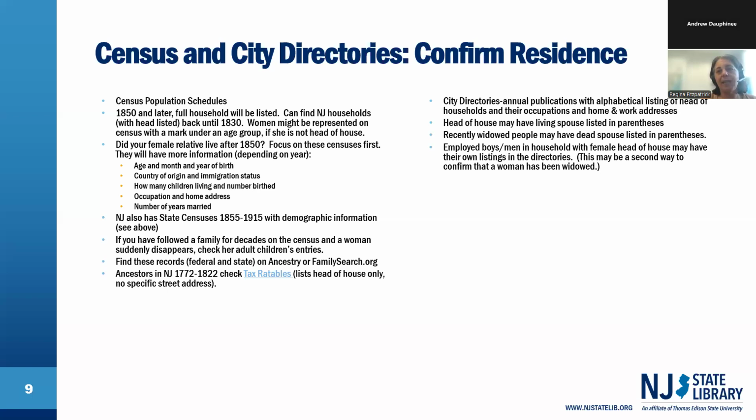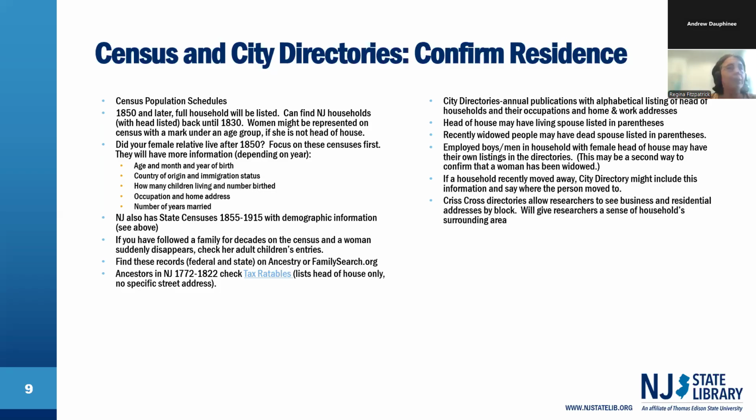Now, if a woman is the head of house and she has men living with her who are not head of house, if they are employed, they may have their own entries in the city directories. If you see a woman who's a head of house and there's a man or a boy living at the same address, this may be another way to confirm that somebody has been widowed. What is also nice is if a household has moved, they might still have an entry and indicate in very general terms where they went. So it may say, removed to Detroit or something like that, which could be incredibly useful.